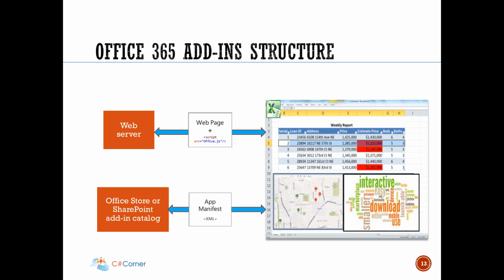When you are adding a particular add-in, first of all there is the app manifest. If you go to the Office Store or the SharePoint add-in catalog, what you see there is a manifest. Based on the app manifest, it shows you the info over there: the name, the description, everything. And it has the path to the web app. Your web app is hosted somewhere on your web server, maybe on Azure, maybe on your own server. And from there, the Excel or Word add-in loads the web app and shows the user the interaction.